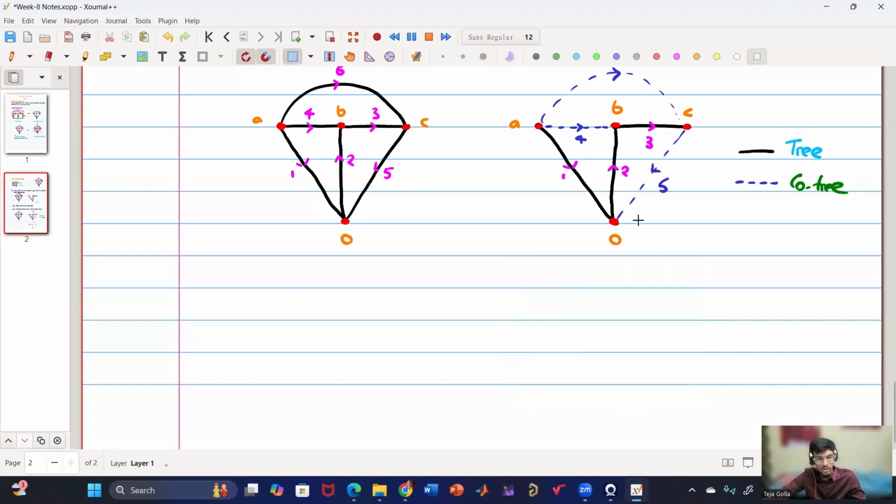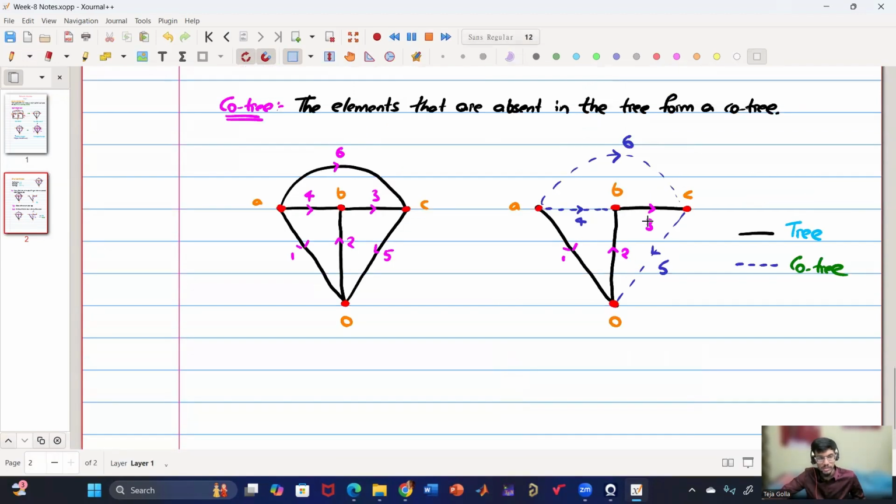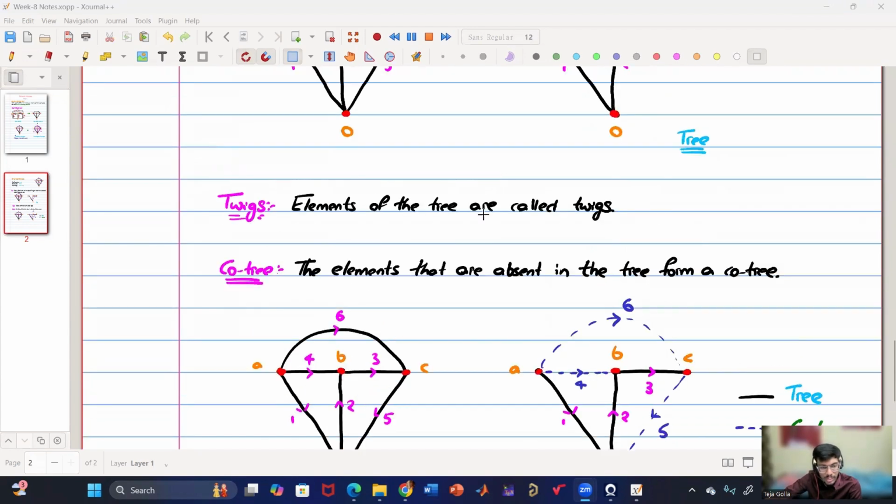Is this clear? Any doubts until this point? I hope you are following. Everyone following? Yes, sir. Understood.